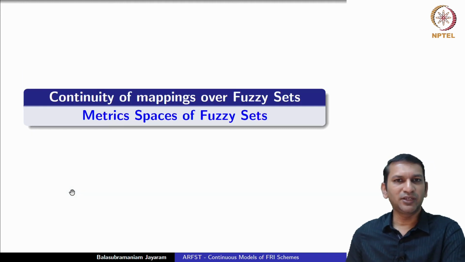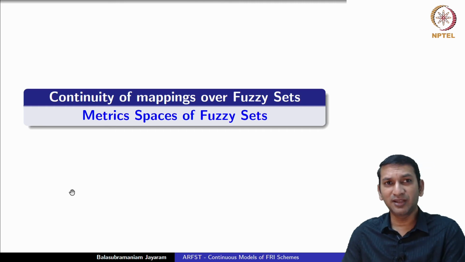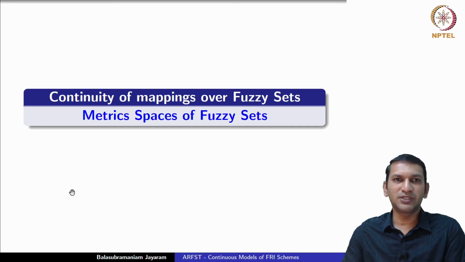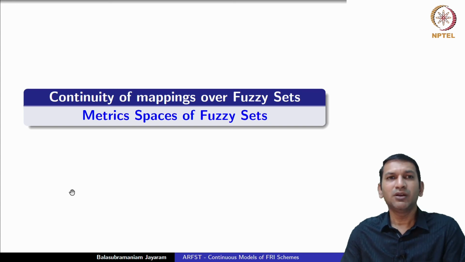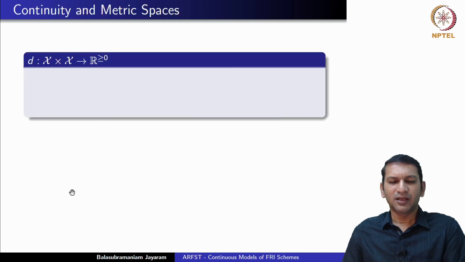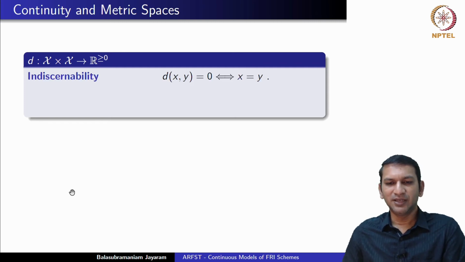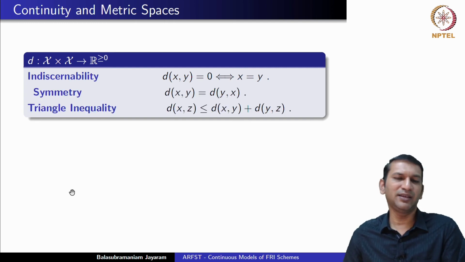Now let's take a short detour to understand this. If you want to talk about continuity of mappings, then we need an analytical structure on the underlying set. Perhaps it could be a topological structure, or we need the concept of sequences and their convergence, or we could also have a metric. So now let's look at having metrics on the spaces of fuzzy sets. So what is a metric? A function d from X cross X to the non-negative reals, such that it satisfies three properties, that of indiscernibility, symmetry, and the triangle inequality.